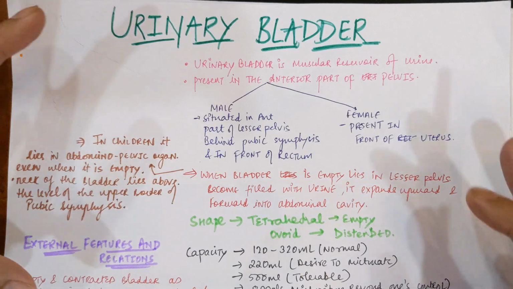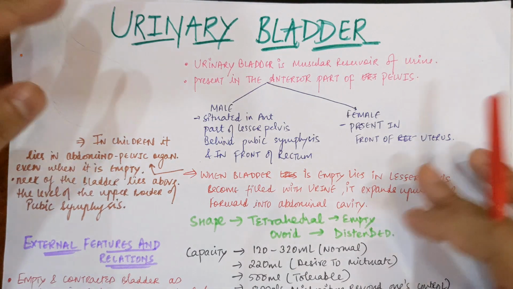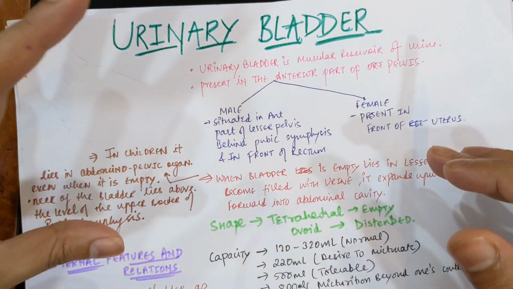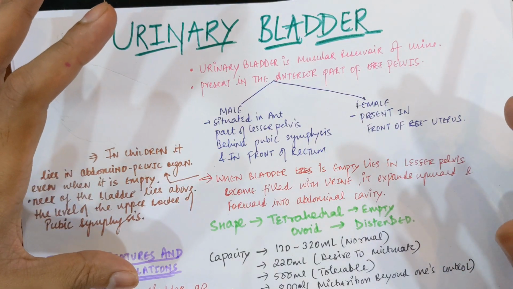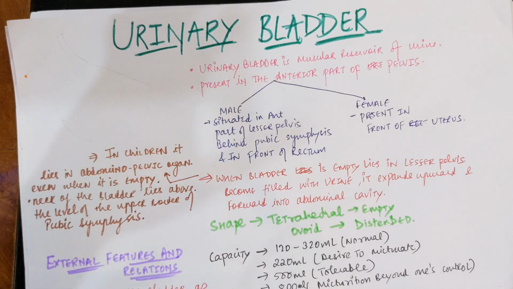Now, the urinary bladder is an organ which stores the urine, you know that, and it is a muscular organ, a muscular reservoir of the urine. And it is present in the anterior part of the pelvis. The meaning is that with respect to the pelvis, it will be situated in the anterior region.